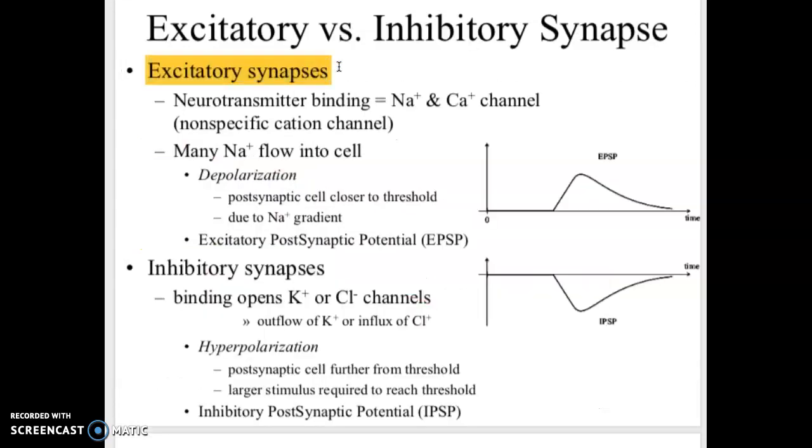In an excitatory synapse that is closer to the threshold and more likely to trigger, the neurotransmitter binds to either a sodium or calcium channel. Sodium flows into the cell, makes it more positive. That causes depolarization, so it's closer to the threshold. Inhibitory synapses bind to either potassium or chloride channels. Either potassium exits the cell, taking its charge with it, or chloride enters the cell with its negative charge. That causes hyperpolarization, which makes it further from threshold and harder to fire another action potential.